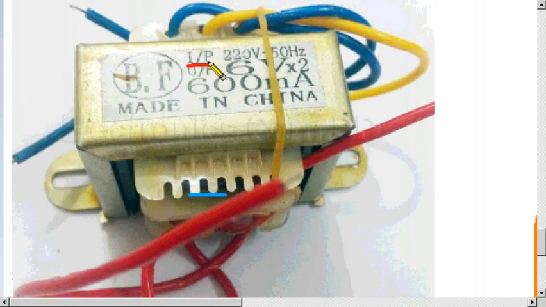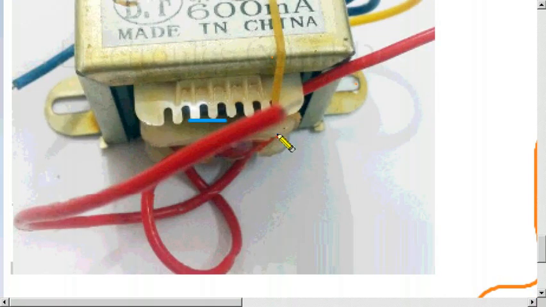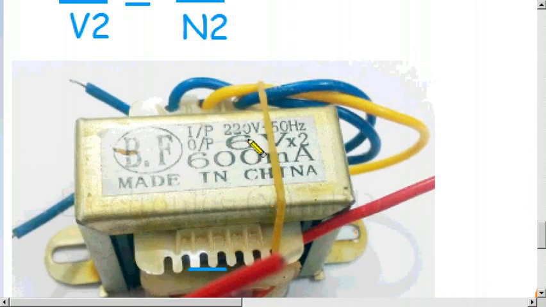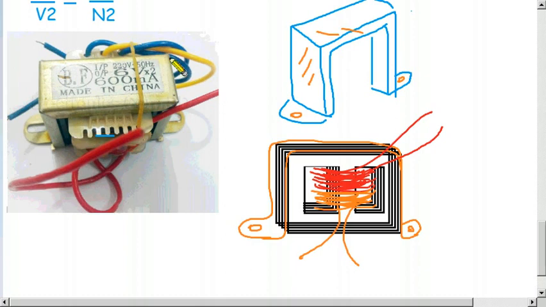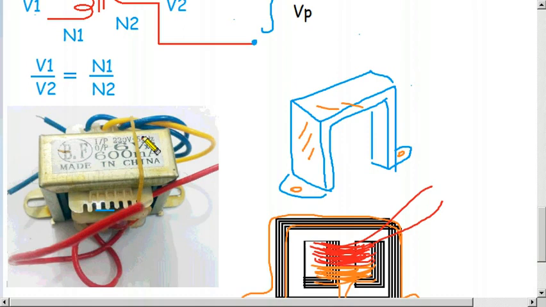Input means this one is input. Input means the primary coil. To that we have to supply 220 volts, 50 hertz the frequency. Normally the main supply we connect to this terminal. These red wires are for high voltage like this 220. This blue and yellow wires are for this 6 volt low voltage. You can guess it. The diameter is very high here, you see. So that is the transformer.